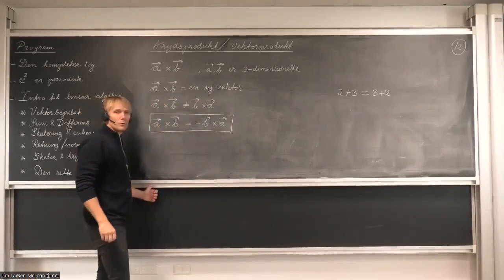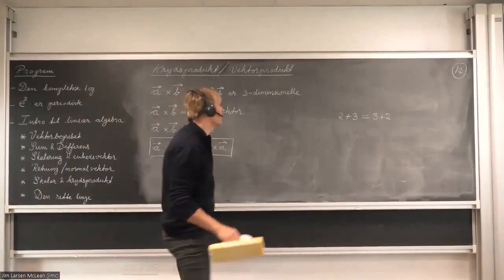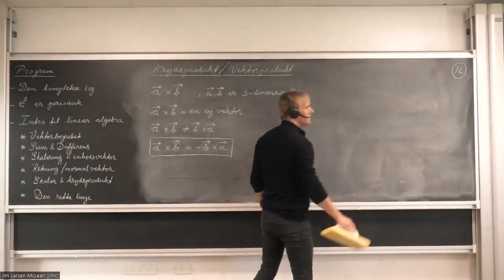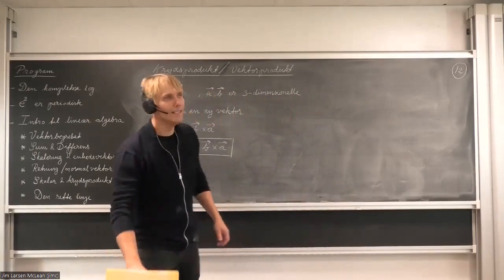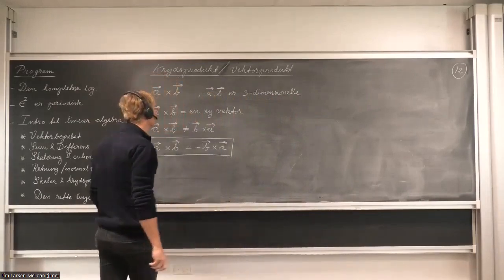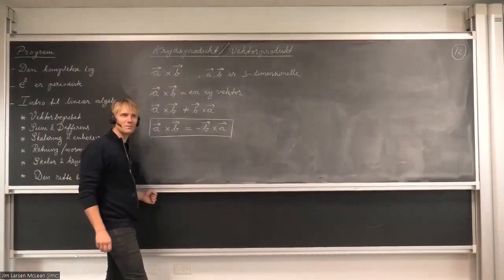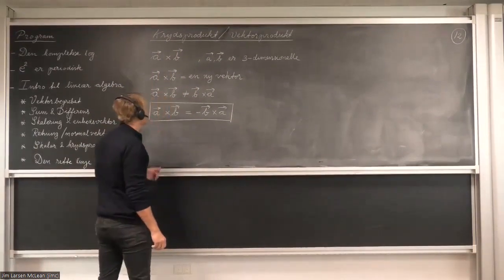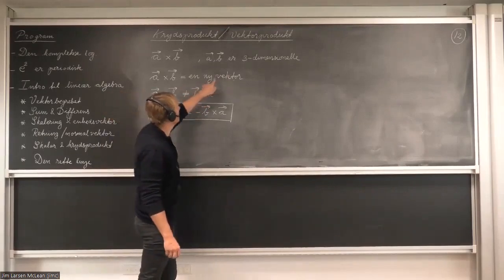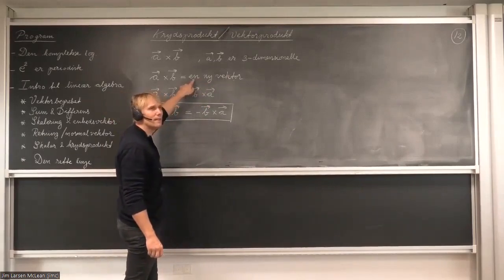So what have we learned about the cross product so far? A cross product between 2 vectors is a new vector. It matters which way you cross them. And you can only cross 3-dimensional vectors. That's what we've learned so far. What can I say about this new vector? Yes, the new vector is perpendicular to both A and B.